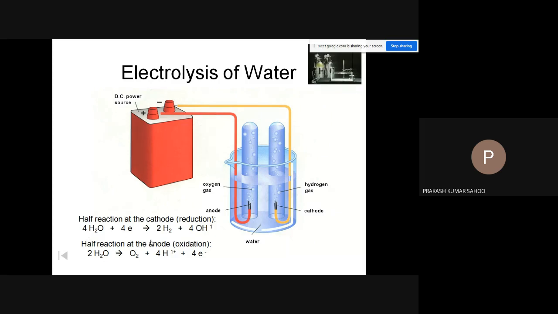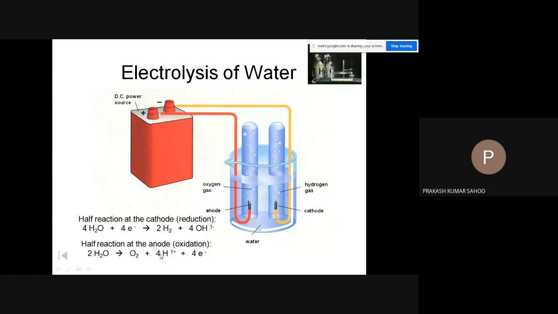Okay. So in the cathodic half cell reaction, reduction happens. Reduction is addition of electrons. So water is added by 4 electrons to give 2 hydrogen and 4 hydroxide ions, OH minus. And the reverse process is the oxidation process, where there is loss of electrons. So water loses 4 electrons, and we will have oxygen gas and 4 H plus.